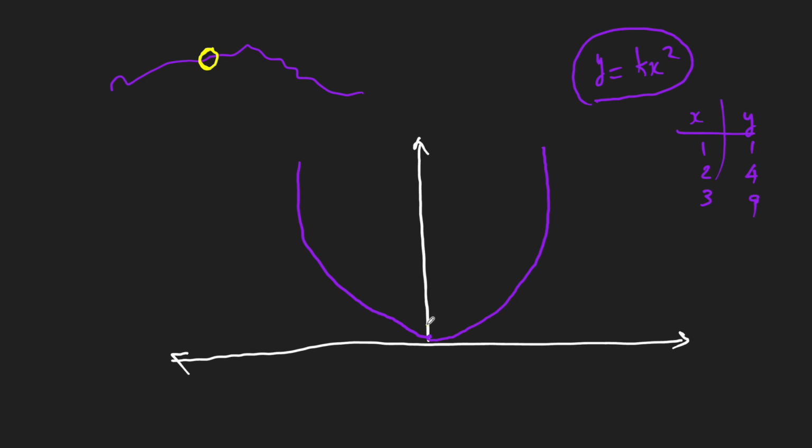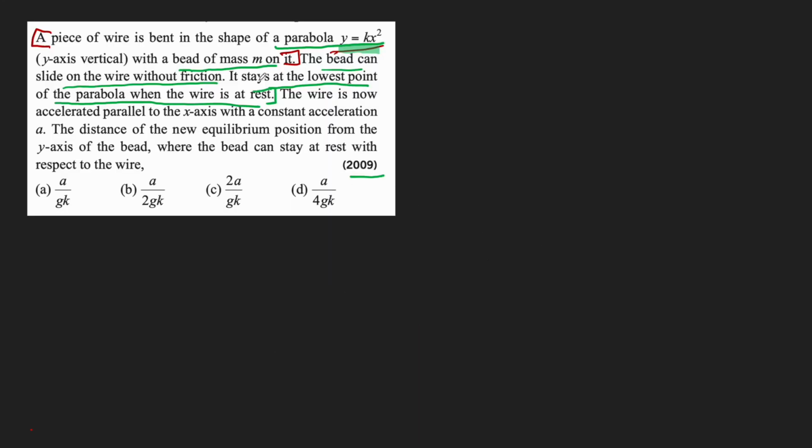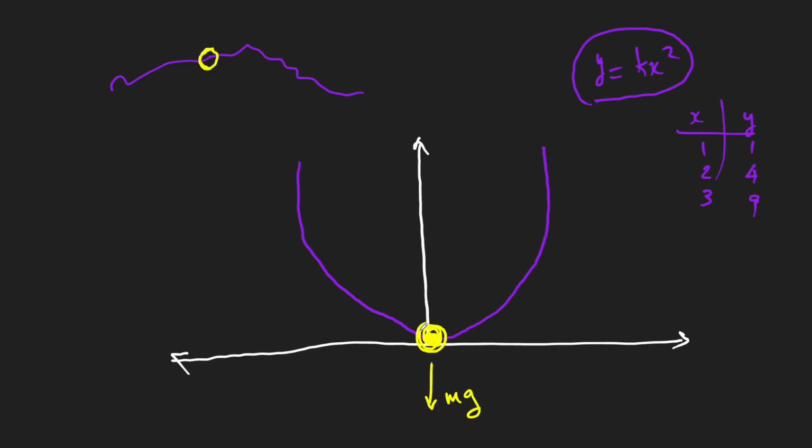So right now when we put it into this vertical parabola, of course because of gravity, the bead will be at the center. The bead came to the center. Center means at the bottommost point, right? And it has a mass of m, so there must be a weight mg acting downward. This is its present condition. Now, what is being given? It stays at the lowest point of the parabola when the wire is at rest. Natural, quite understandable, because of its mass it comes to the bottommost point.